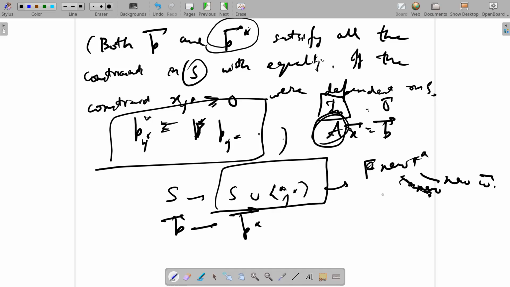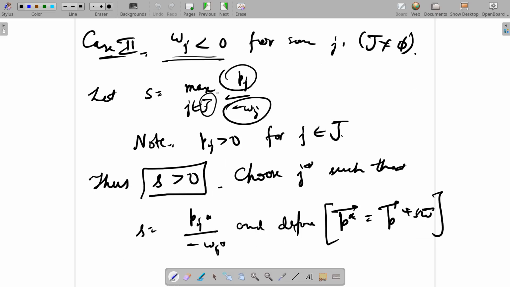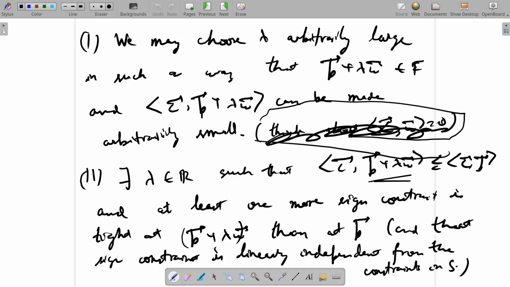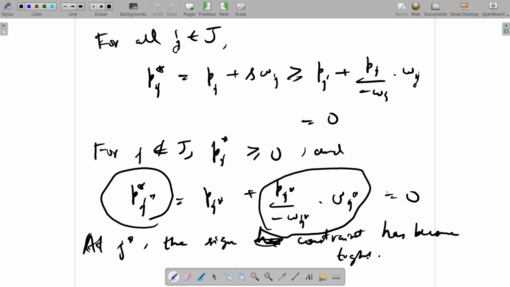All right. And as we had made this remark when we were discussing the overall strategy of the proof, iteratively, if you do this, essentially we add one new constraint. So let me go back and show you these two assertions. Either we can choose lambda arbitrarily large in such a way that this p plus lambda w is in the feasible set, and the cost function of these new vectors can be made arbitrarily small, or you can perturb p by this amount w, where you have an additional linearly independent constraint which becomes tight. So that's what we have accomplished even in case 2.